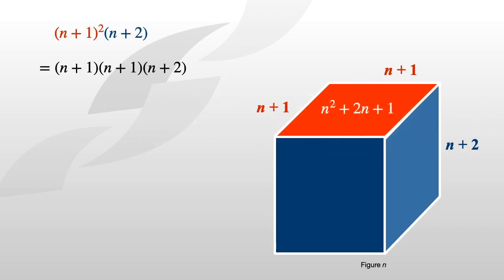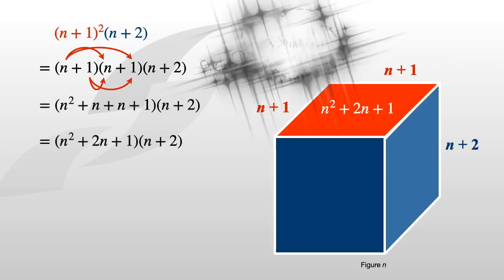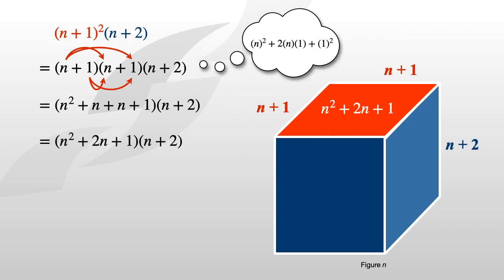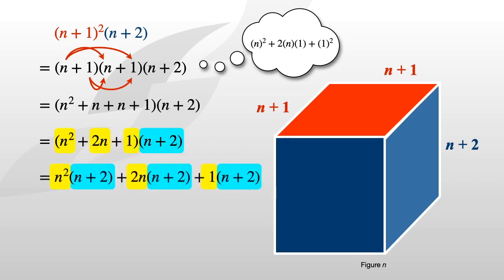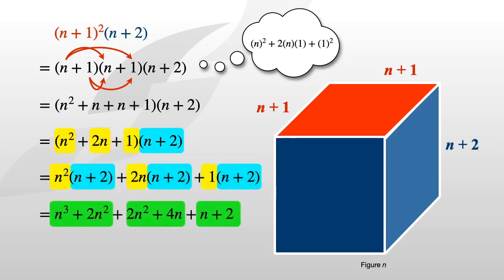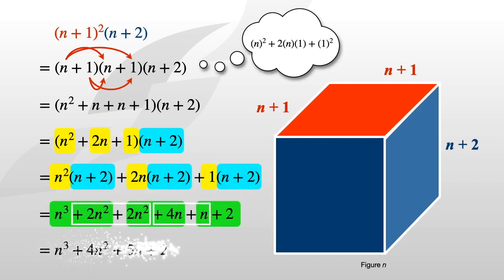We can determine this product by distributing n plus 1 across itself, or by calling upon the perfect square pattern discussed in the previous example. This presents a new challenge, multiplying a trinomial by a binomial. Once more, each term of the first polynomial is multiplied by every term of the second polynomial, or vice versa. Collecting like terms gives n cubed plus 4n squared plus 5n plus 2.